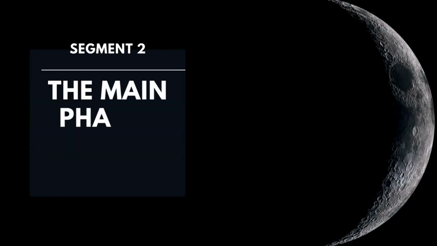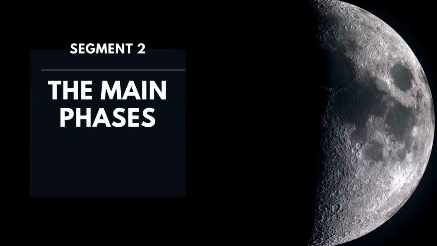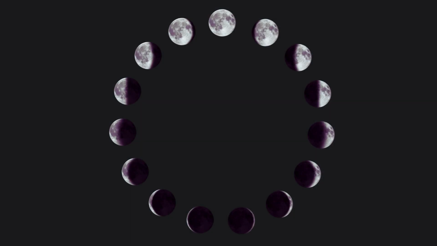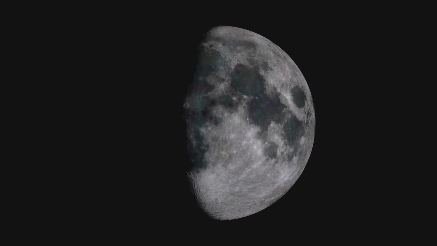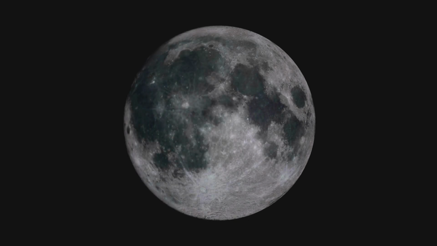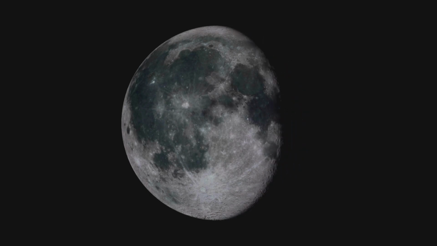There are 8 distinct phases of the moon, but let's start with the 4 primary ones. First, we have the new moon. This is when the moon is between Earth and the sun, and the side of the moon facing us is in shadow, making it invisible to us.